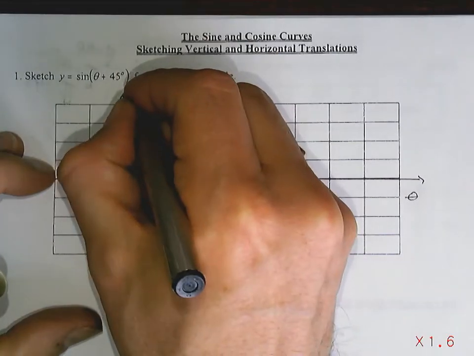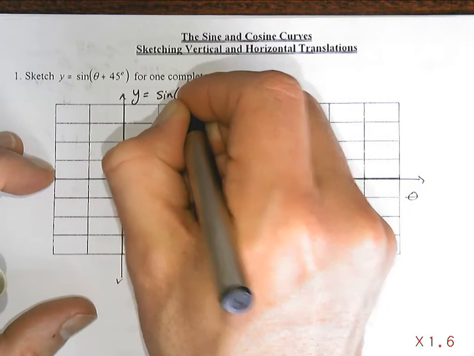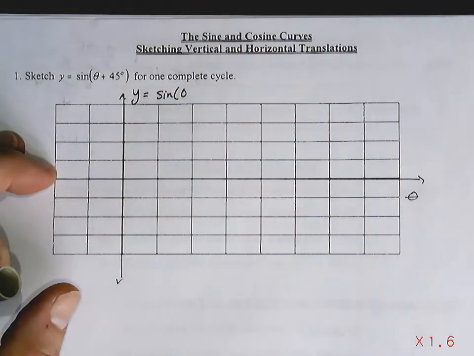This axis up here is y, or we could easily say that it's sine. Well, no, we'll just call it y for now because I'm going to do two curves on there.